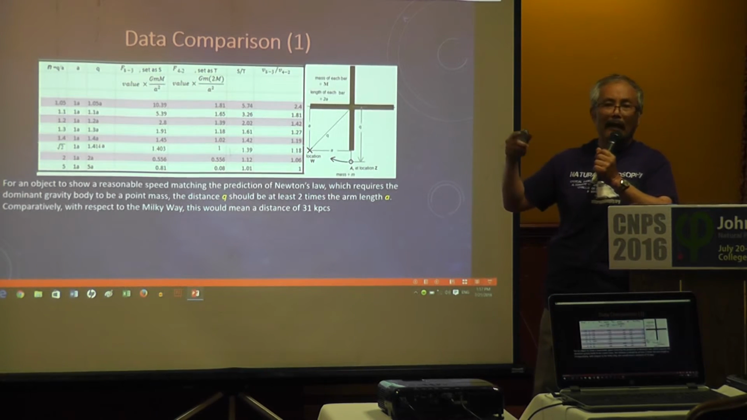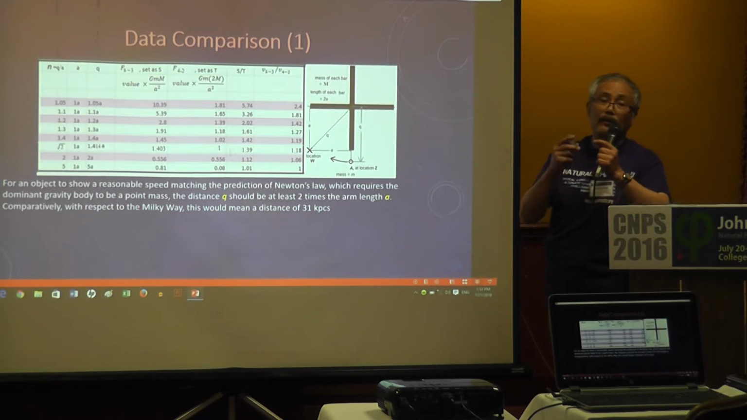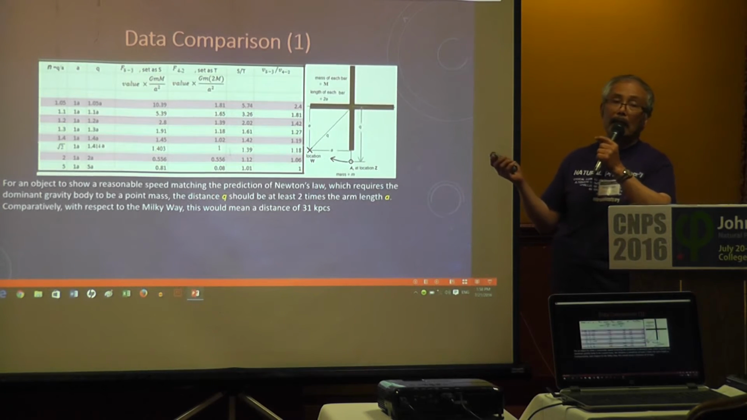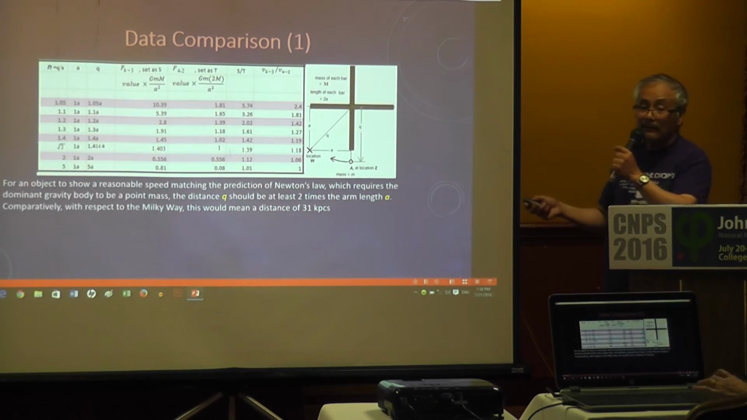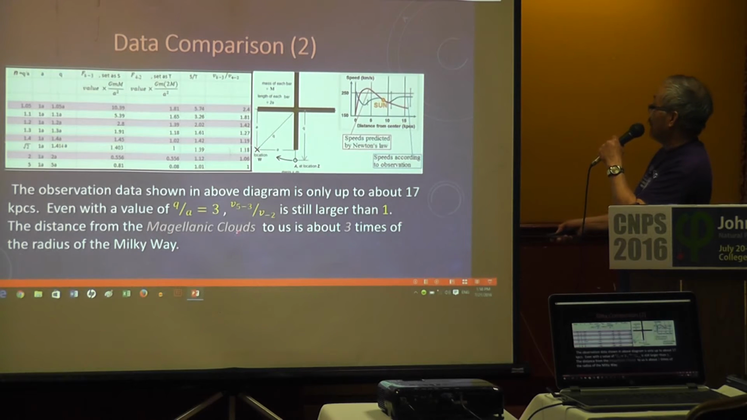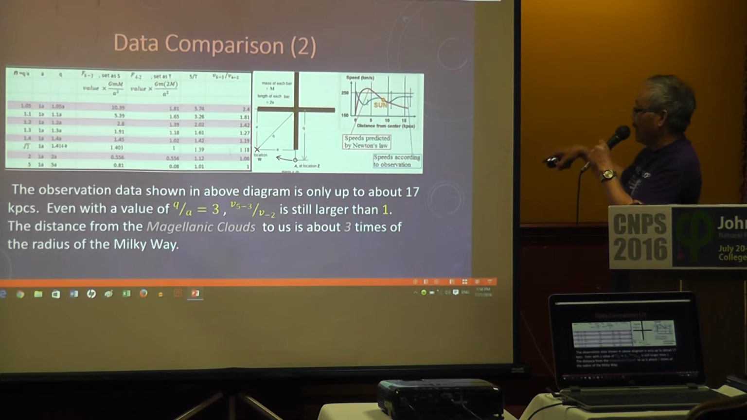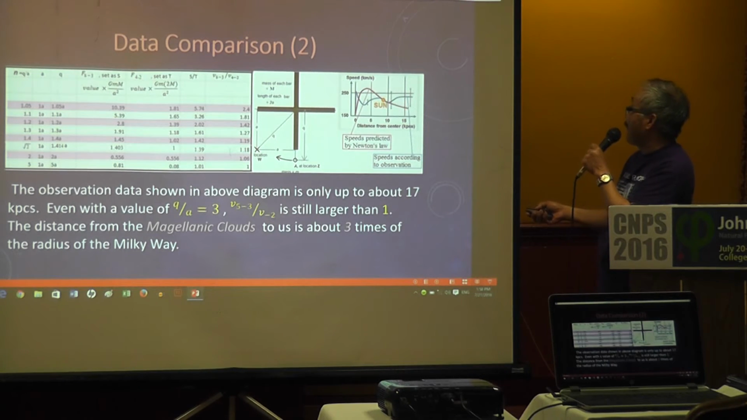That is many more light years away. Right now, the Magellanic Cloud is about 160,000 light years away from us. It's about 3 times the radius of the Milky Way. Here, the Magellanic Cloud is about 3 times the Milky Way radius.